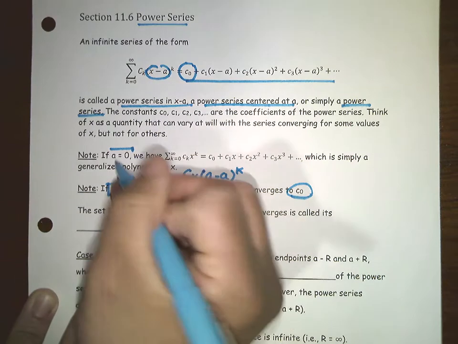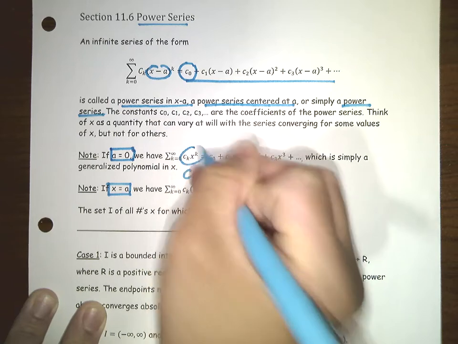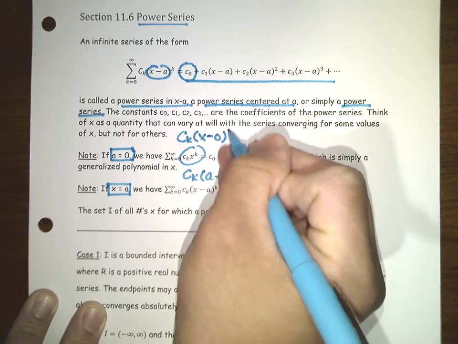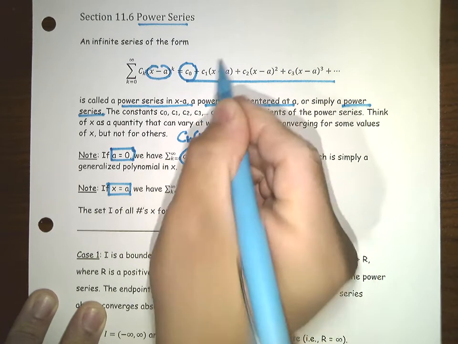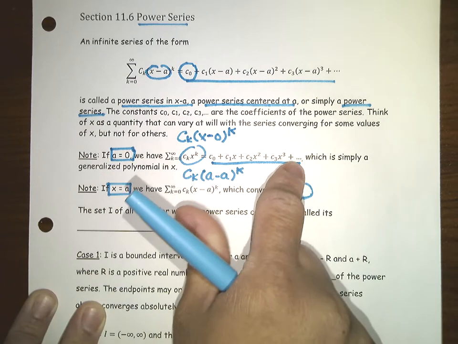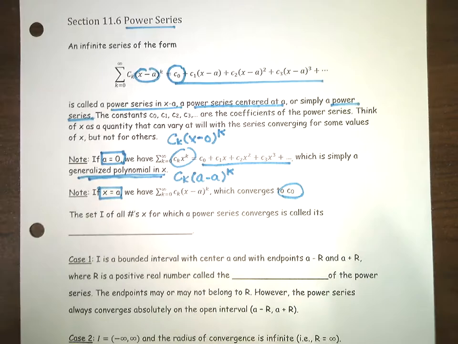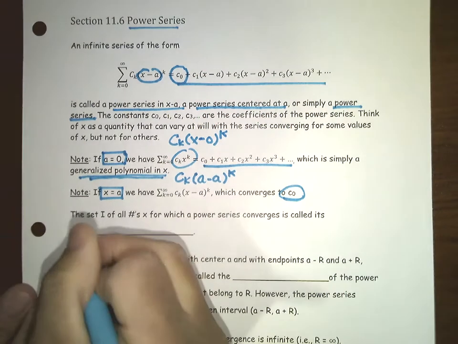Now, if a is equal to 0, then this becomes c_k times (x minus 0) to the k. And so then the series, because all the a's are 0, reduces to this. And that's just called a generalized polynomial in x. So then the set I of all numbers x for which a power series converges is called its interval of convergence.